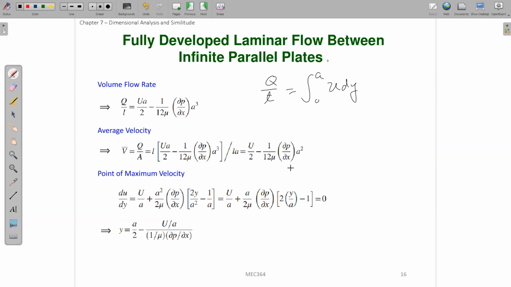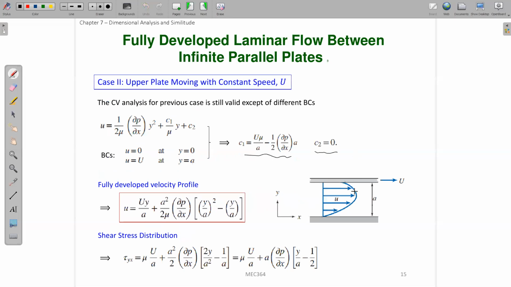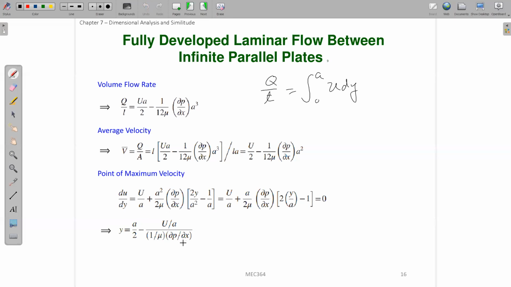And you can also try to find where you have the maximum velocity, and you just set du/dy equal to 0. You can find that for this case, your maximum velocity is actually not at the center line. We know that the pressure gradient, dp/dx, is a negative value. So actually you will see that this point will be somewhere above the center line. So your maximum velocity will happen somewhere above your center line, because this quantity is larger than 0. Because this is smaller than 0, you get a negative sign, and this is larger than 0.